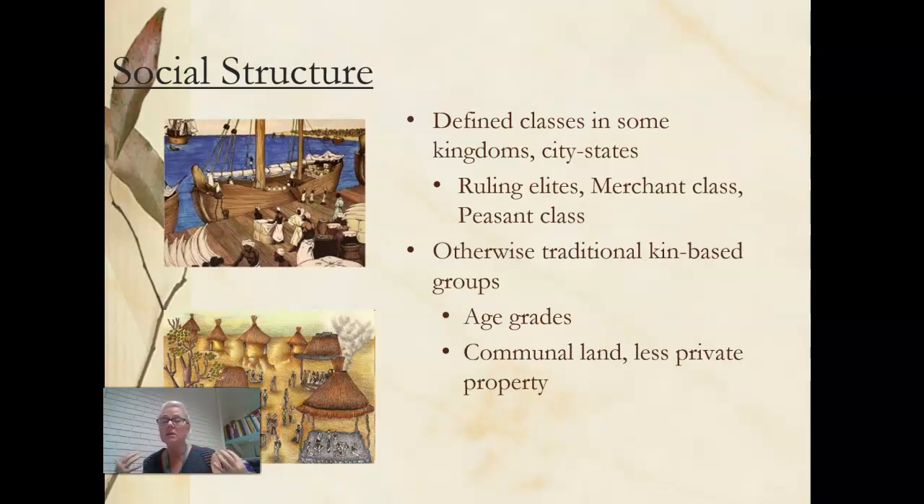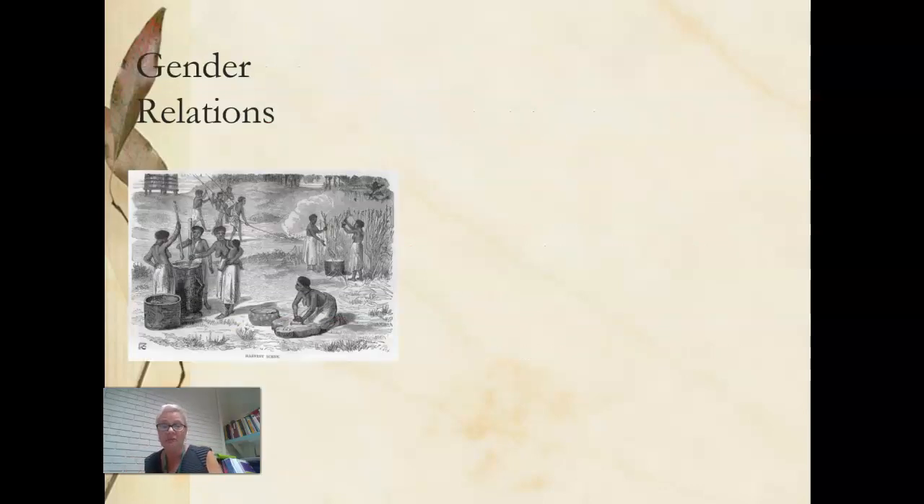The land was communal. In other words, I didn't own my piece of land and my neighbor owned their piece of land. It was everybody's land, like we see in this picture below. There was not a lot of private property. People just didn't have a lot of stuff.